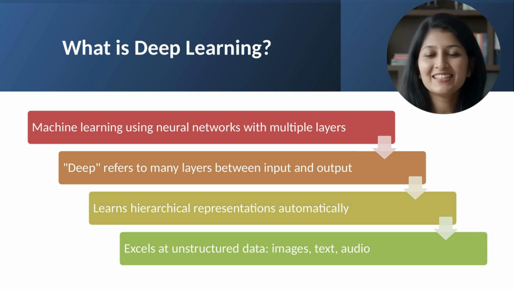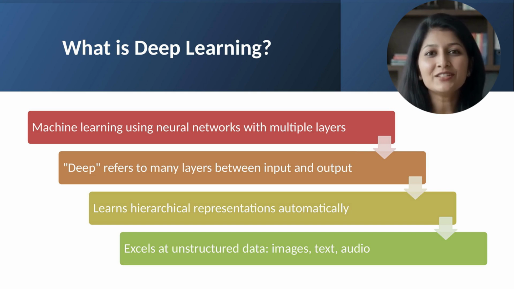Deep learning is a subset of machine learning based on artificial neural networks with multiple layers. The deep in deep learning refers to the depth of these networks. They have many layers stacked between input and output. Traditional machine learning often requires manual feature engineering. For image classification, you might manually design edge detectors, texture analyzers, and shape descriptors. The algorithm then learns to combine these handcrafted features.